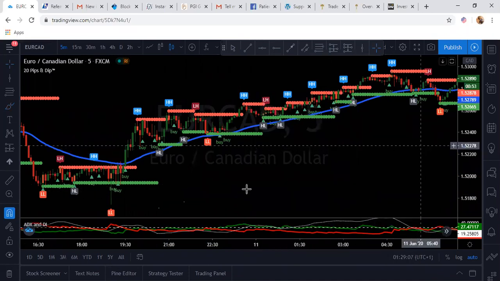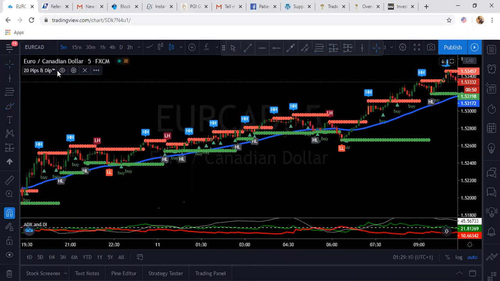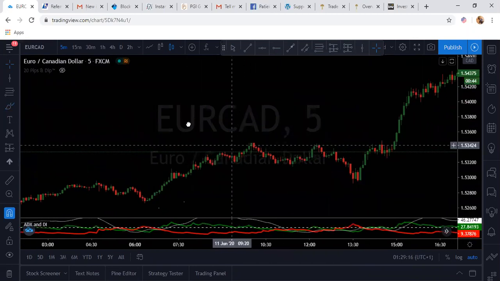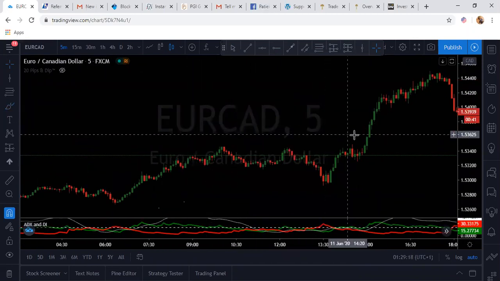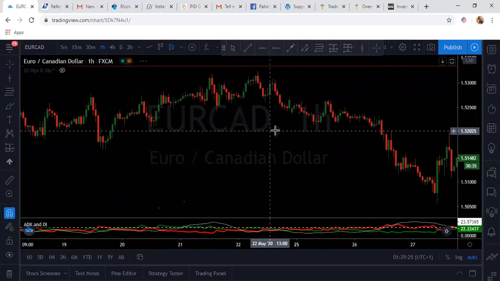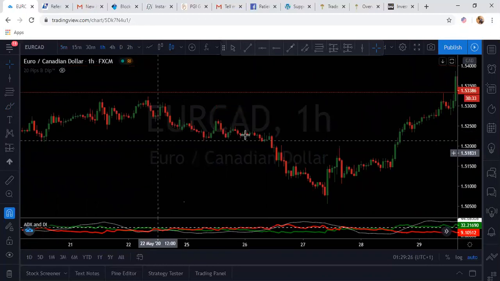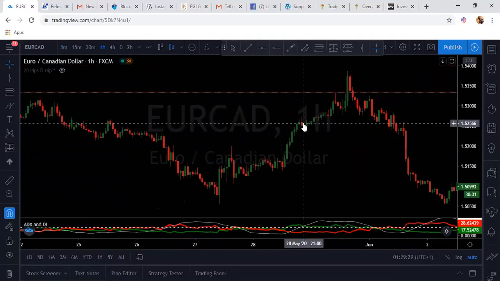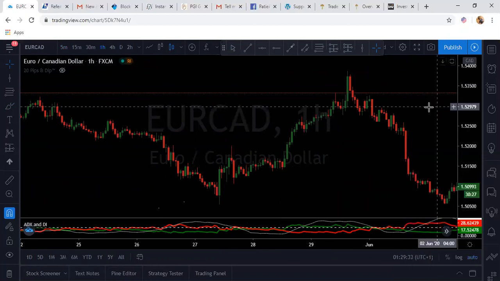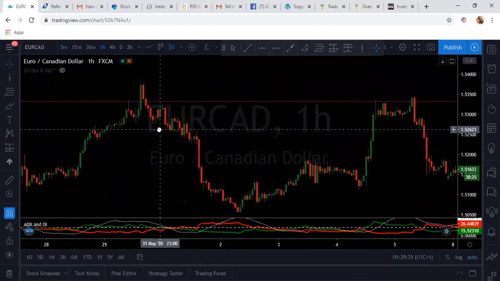Guys, this indicator is actually free, and I'm going to show you how to get it free. But first of all, you need to have an account with TradingView. You need to open your account at tradingview.com. Make sure that you have a free account, because you will be invited to the TradingView platform.